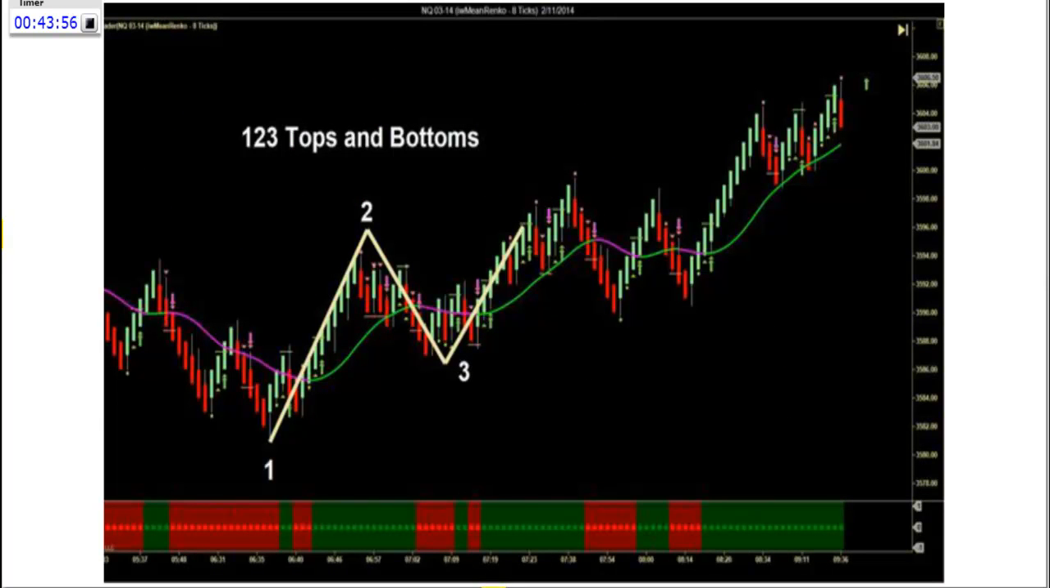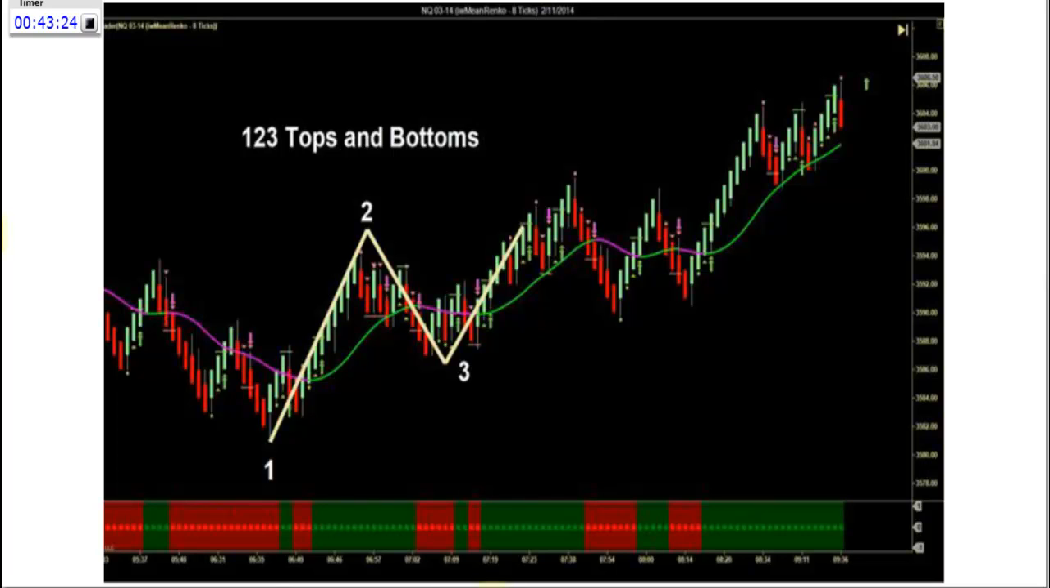1, 2, 3 tops and bottoms. Very similar formation. It's kind of a half of a head and shoulders style formation, but you see it's the same thing. The market either testing and retesting previous support and resistance areas, or failing to recover a trend and head higher or lower. So it's, again, very simple way of trading. So those are kind of some of the reactive styles of trading.